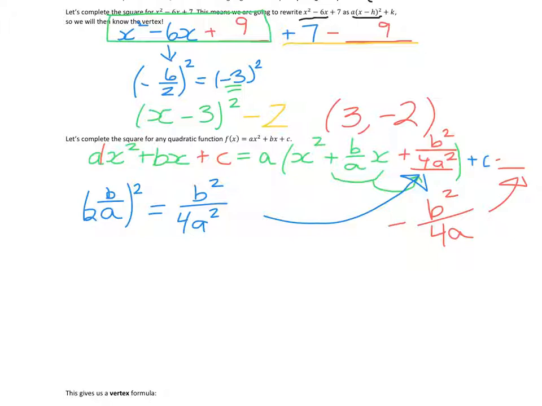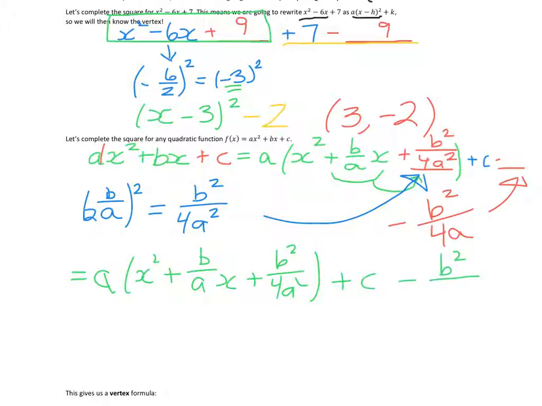Let's write down what we have. So ax squared plus bx plus c is the same as this by completing the square. Then we have plus c minus b squared over 4a. All right, and really what we're interested in is where the x value is for our vertex. So let's factor this as a perfect square trinomial.